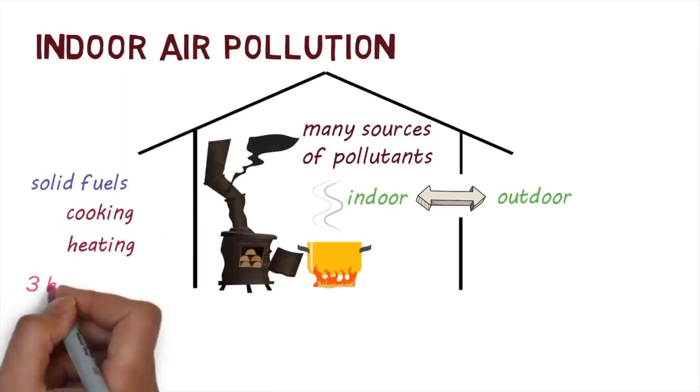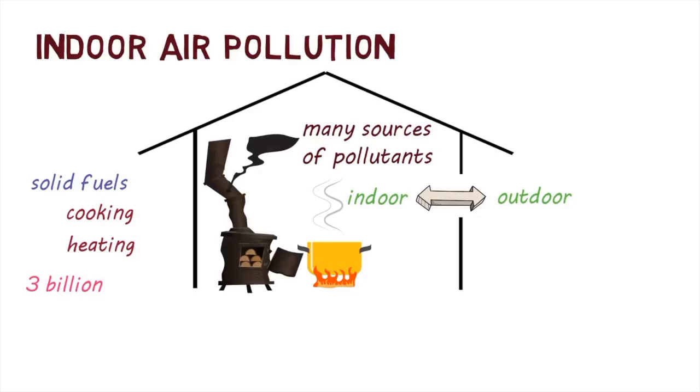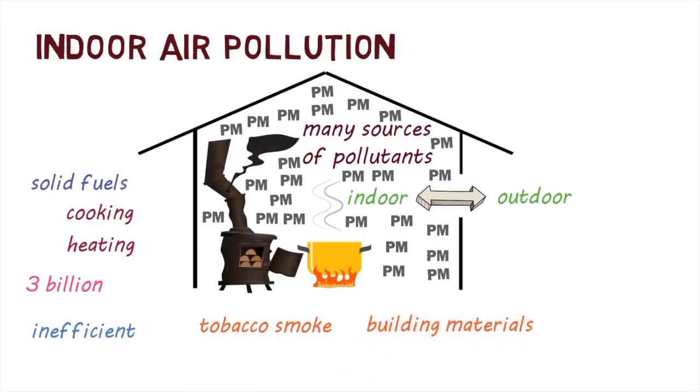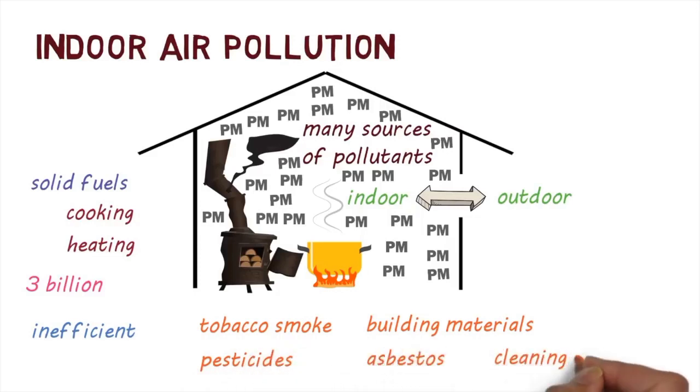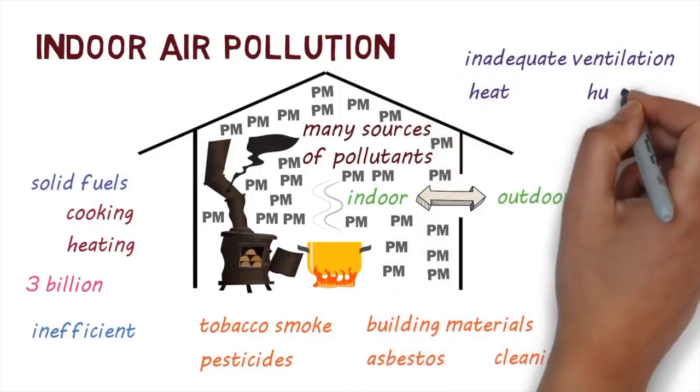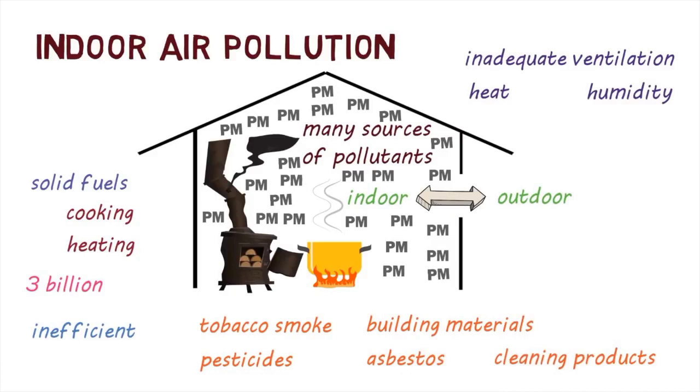Around the world, over 3 billion people use simple stoves or open fires to cook or heat their homes. These methods are inefficient and can lead to the generation of pollutants like particulate matter, which can result in concentrations indoors of up to 100 times more than that of the outdoor air. Other sources include tobacco smoke, chemicals released from building materials, furnishings, and household products, pesticides, asbestos-containing insulation, and products used for household cleaning. Factors like inadequate ventilation and, in some cases, heat and humidity can worsen indoor air pollution. Exposure to indoor air pollution can lead to health effects similar to those caused by outdoor air pollution.